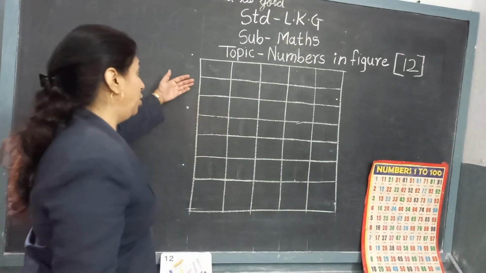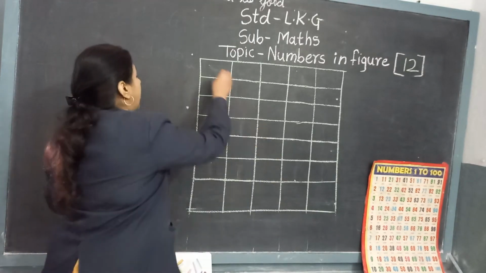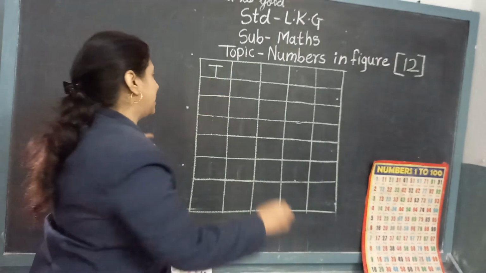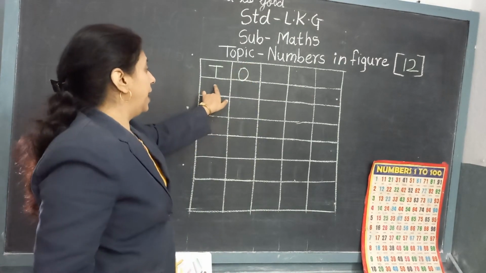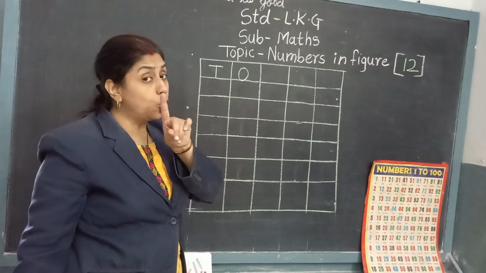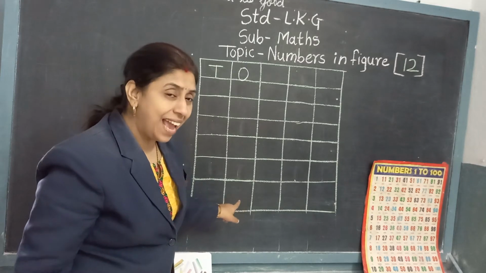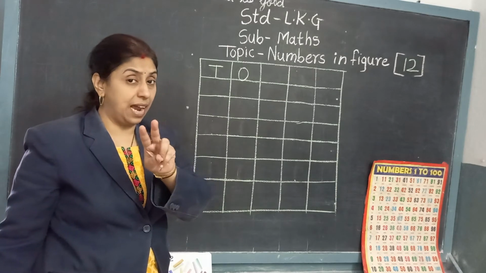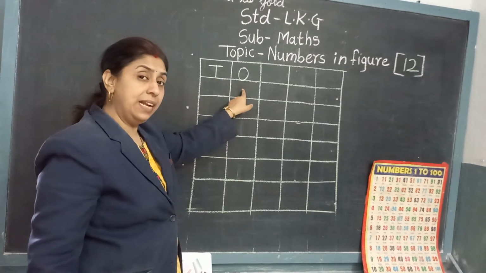And look here students, in your book there are this type of squares. So you have to write T on one square. T means tens place. And write O on another square. Tens place, ones place. From number 1 to 9, we write under which place? Yes, ones place. And when 2-digit numbers start from number 10, we write from tens place and ones place.